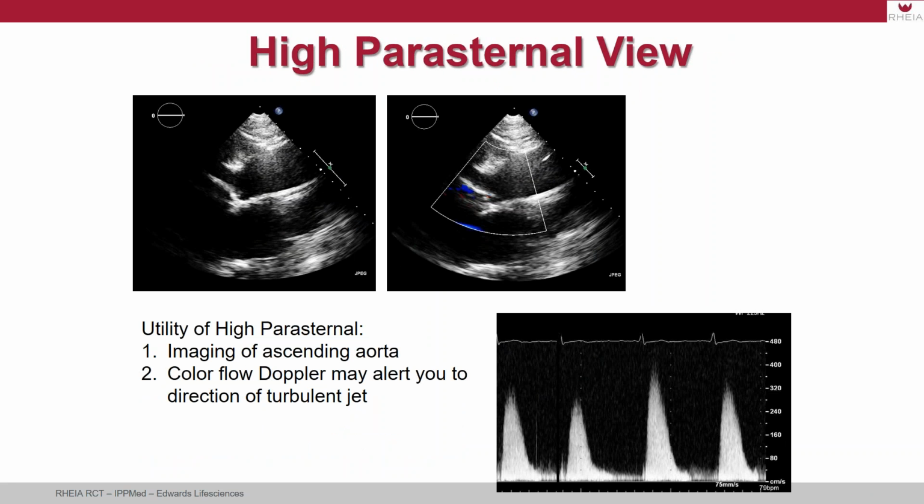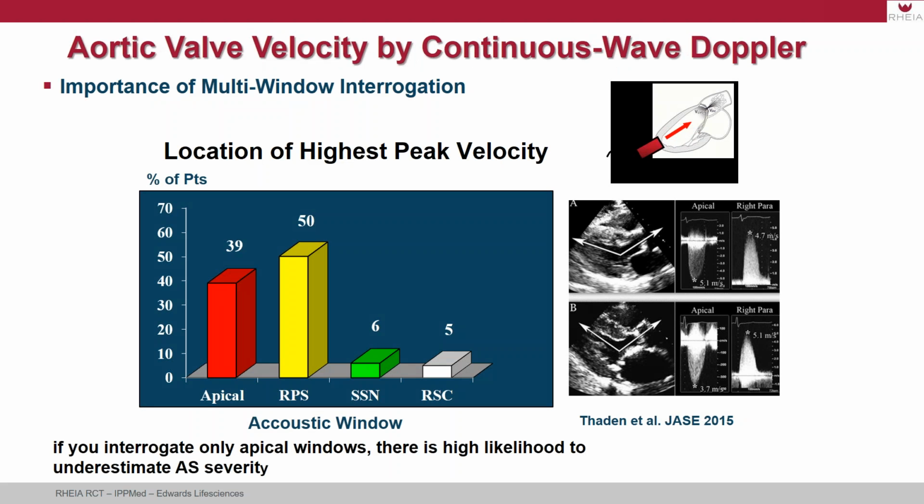The high parasternal view is also in the imaging sequence, especially important for measuring the diameter of the sinuses and aorta. It is important to emphasize that the main primary endpoint is the transaortic and then transprosthetic pressure gradient. And so it is extremely important to have a multi-window interrogation with continuous wave Doppler.